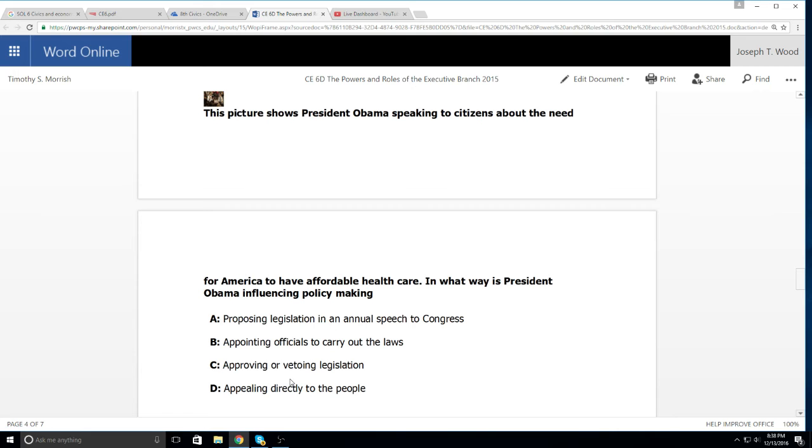So, Woobit, does that answer some of your questions? He's allowed to talk about the bill. He's trying to get people behind the bill so that Congress will feel more pressured to pass it.